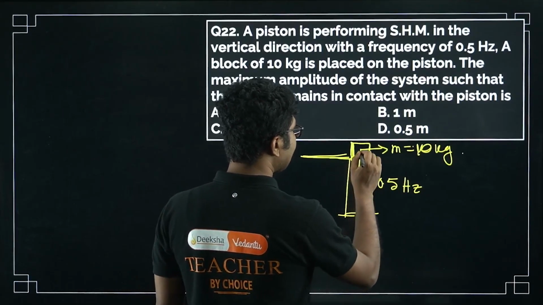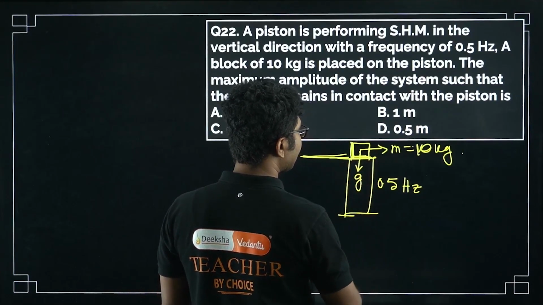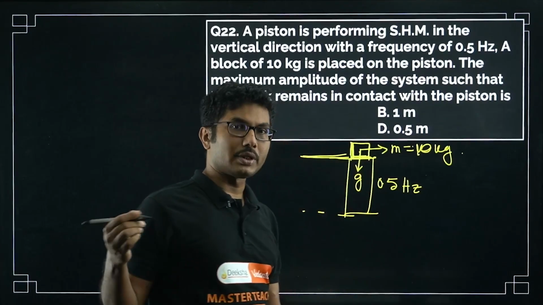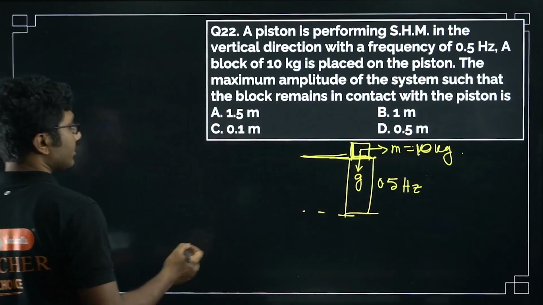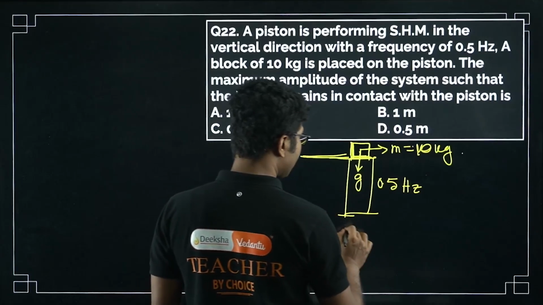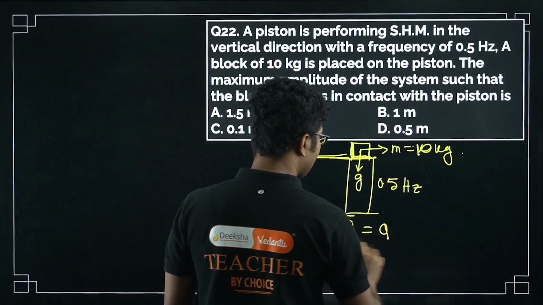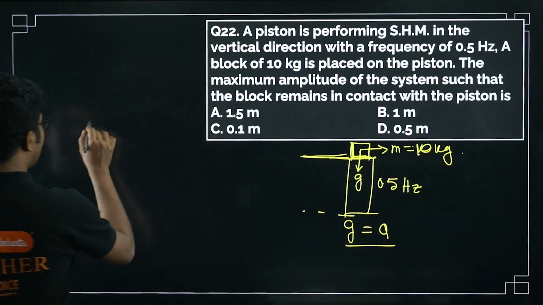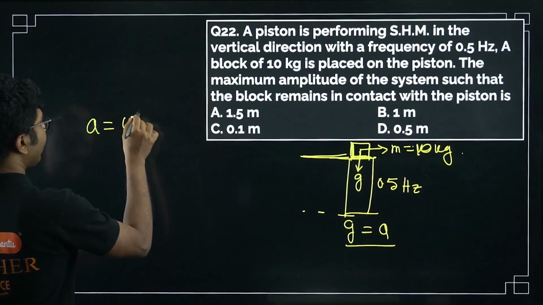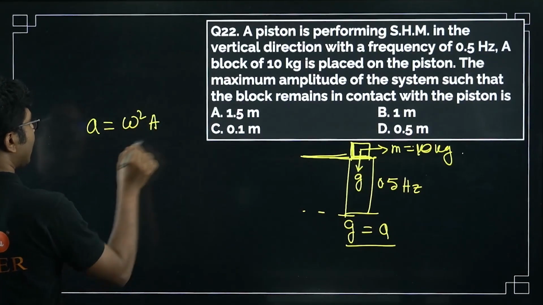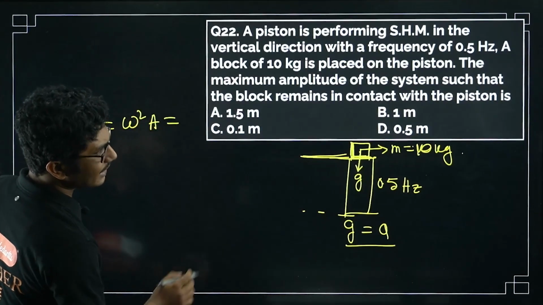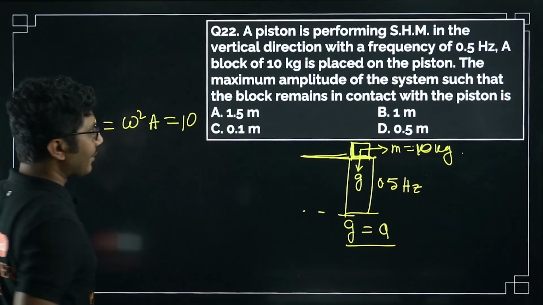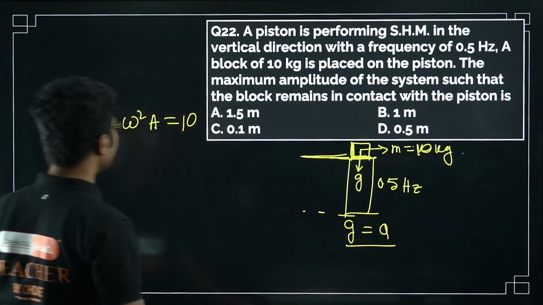So basically we say that the gravitational acceleration should be equal to the acceleration of the system. So what is the formula for acceleration? Acceleration is omega square into A, and that should be equal to the gravitational constant. I am assuming the value of g is equal to 10.